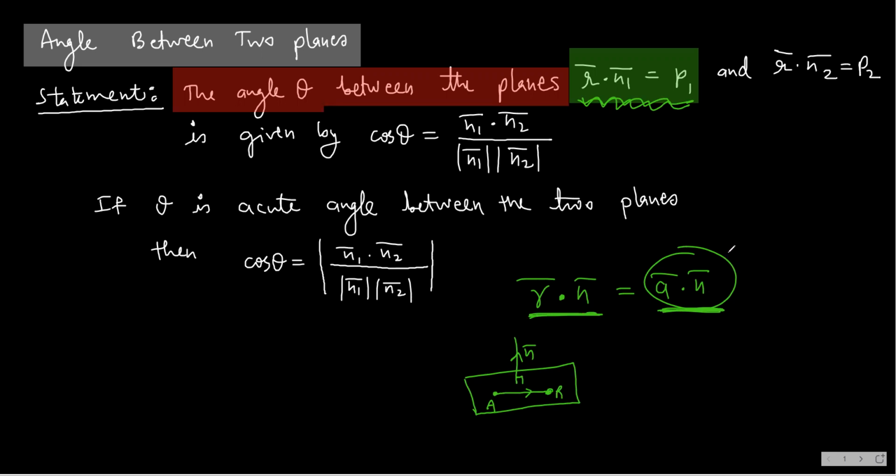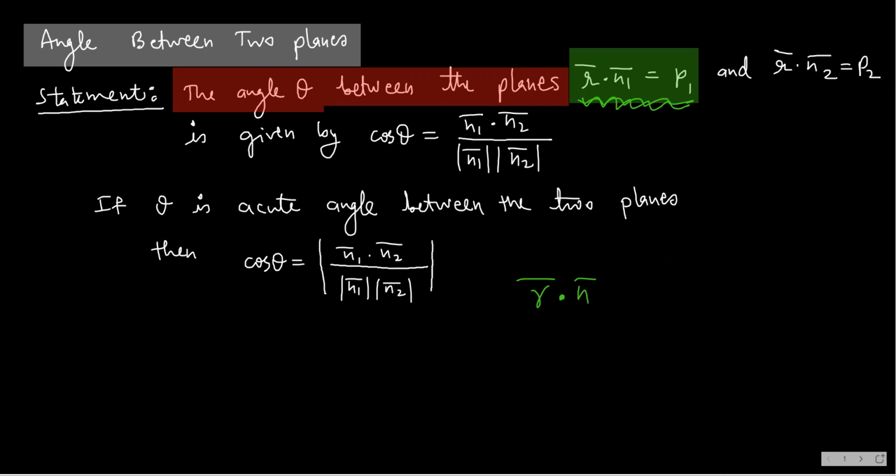Now see, this a bar dot n bar will give you a constant. That will be some number. So always remember that the equation of a plane will come in the form r bar dot n bar equals some number. Now here I am writing n1 bar because there are two planes. So for one plane, the normal is n1 bar, and the RHS is some number p1. And then there is another plane, which is r bar dot n2 bar is equal to p2.